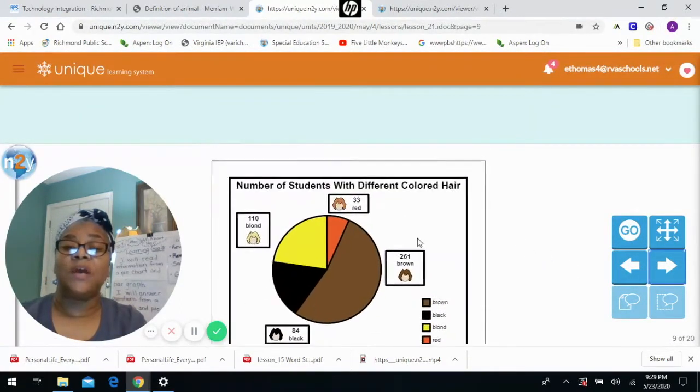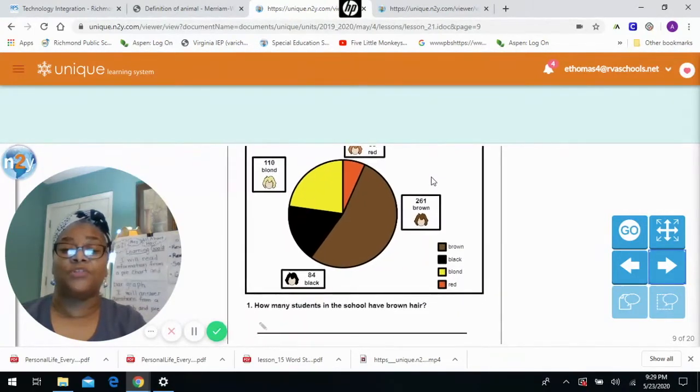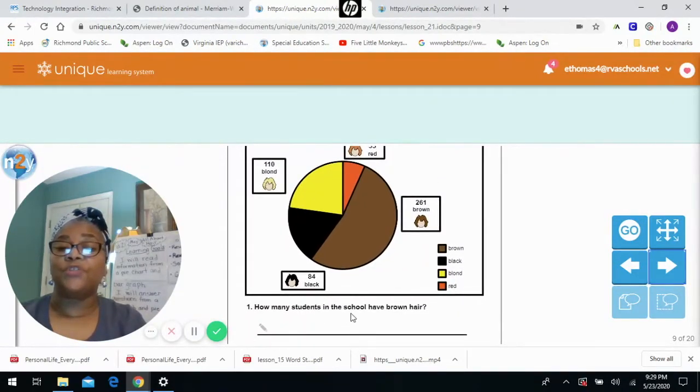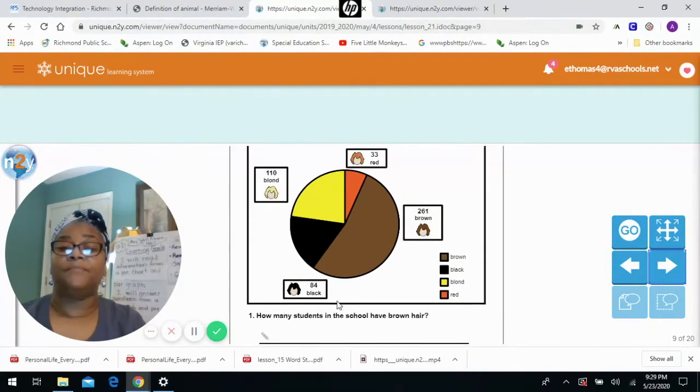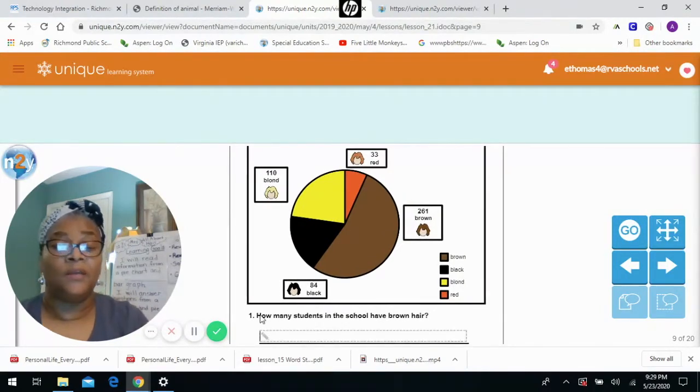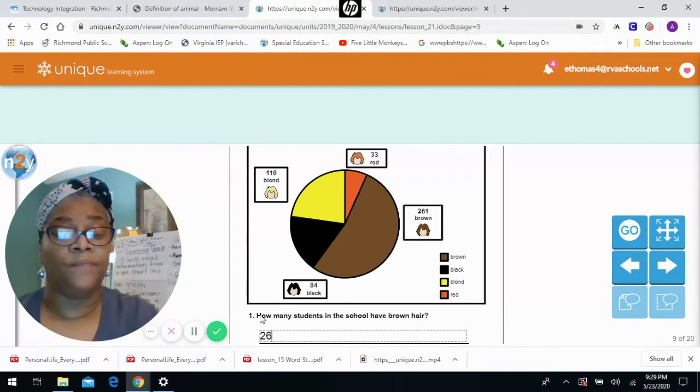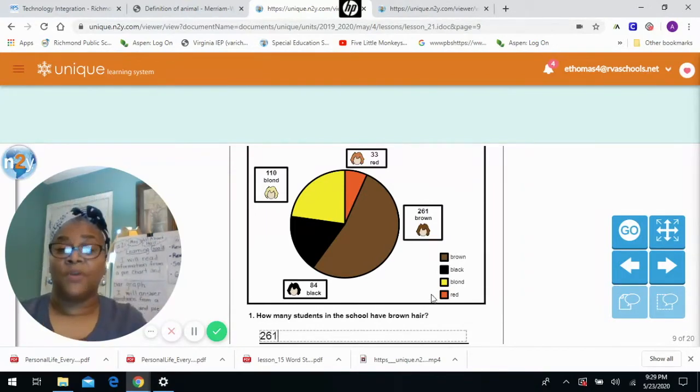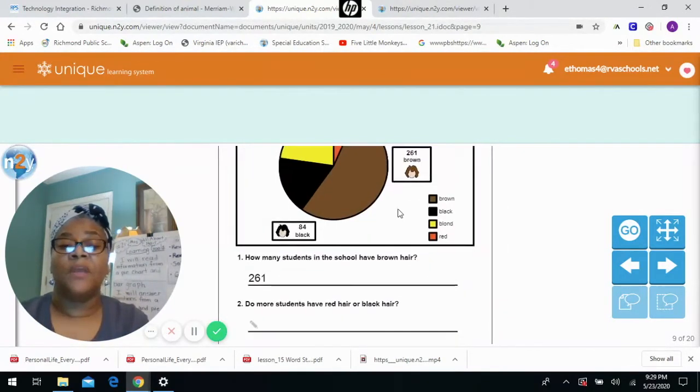Okay, so we looked at our graph, and now we're going to answer some questions. So how many students in the school have brown hair? How many have brown hair? 261. Okay, good. And do more students have red hair or black hair?